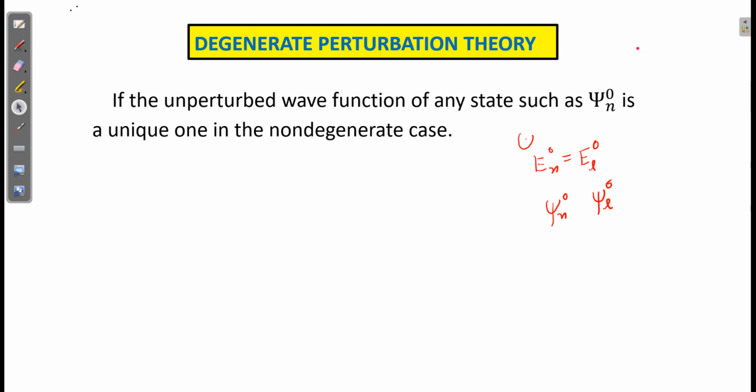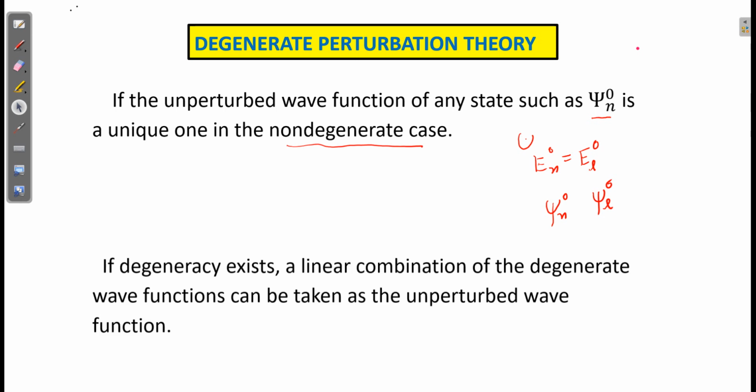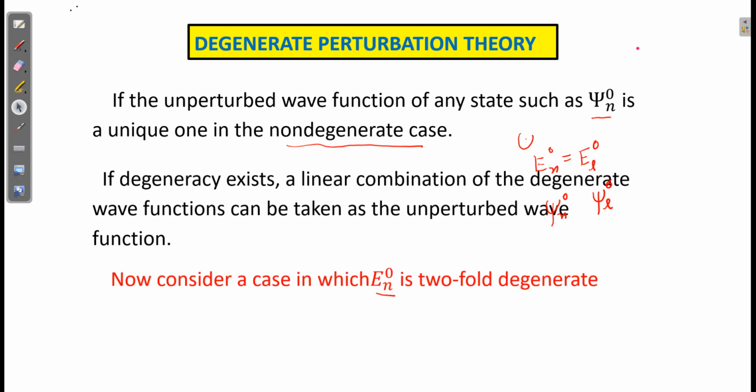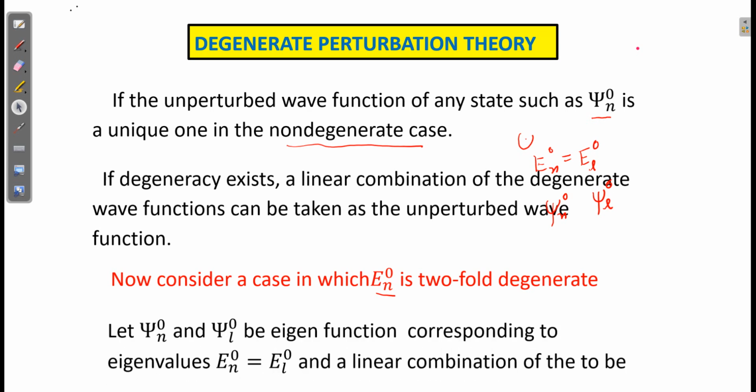If the unperturbed wave function of any state is psi n naught, this is a single wave function for the non-degenerate case. But if degeneracy exists, that means the nth state has twofold degeneration. That means the nth state has two wave functions, psi n naught and psi l naught, with the same energy En naught and El naught. Then the expansion theorem indicates that a linear combination of these two wave functions will also be a wave function.